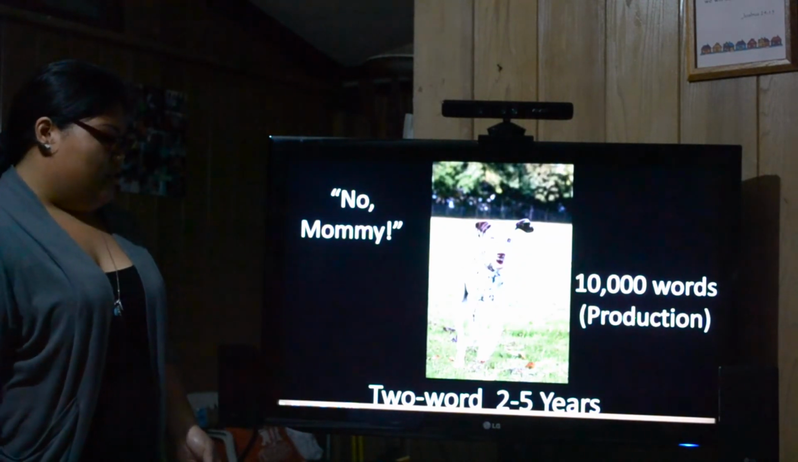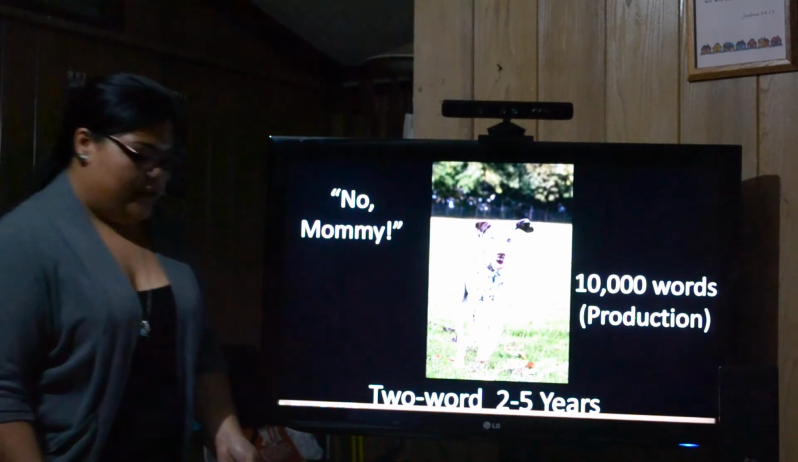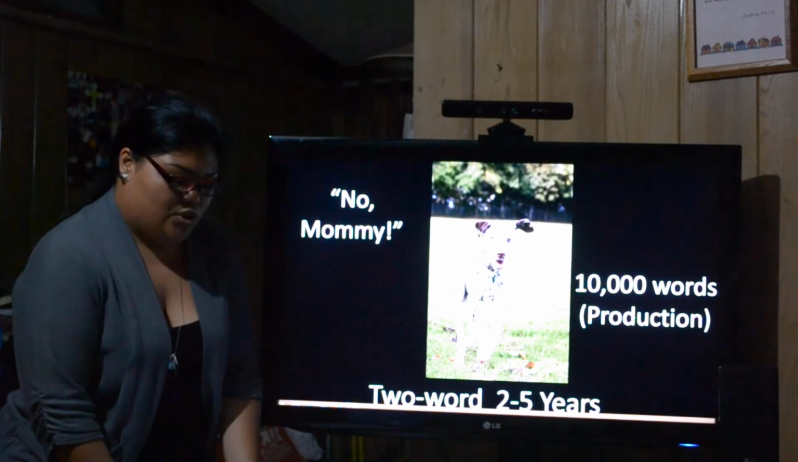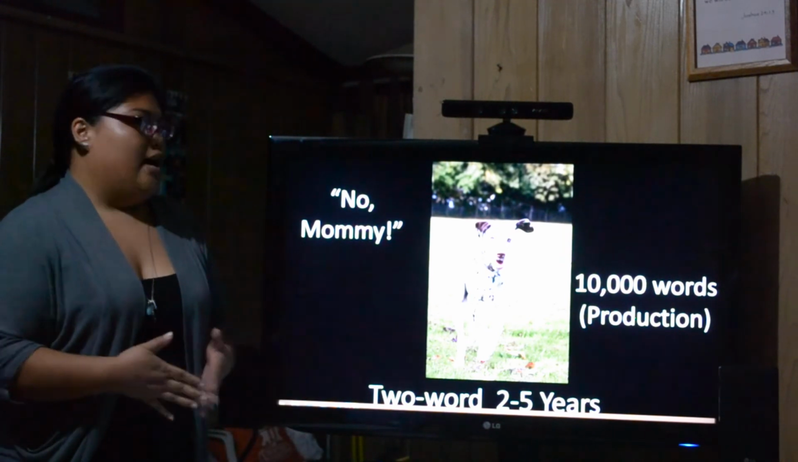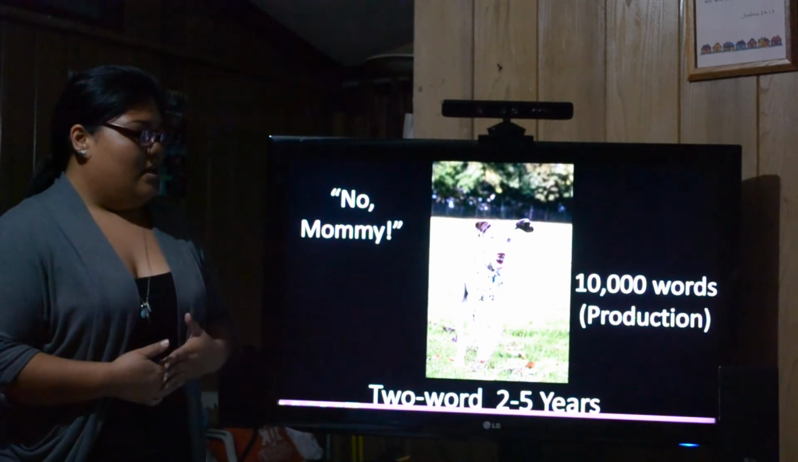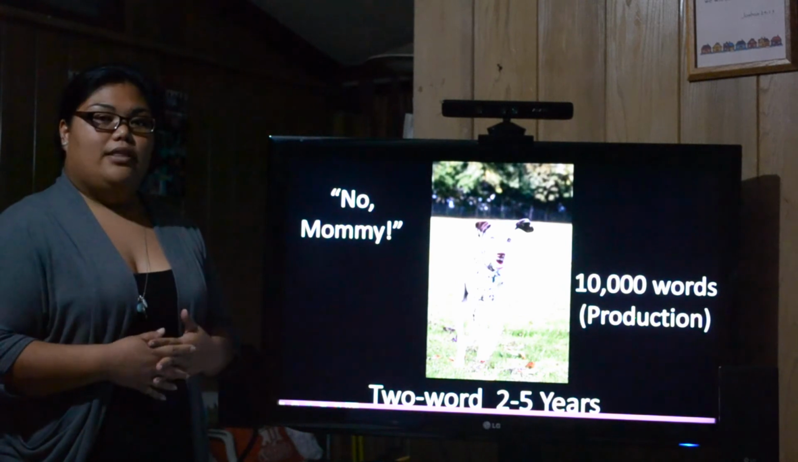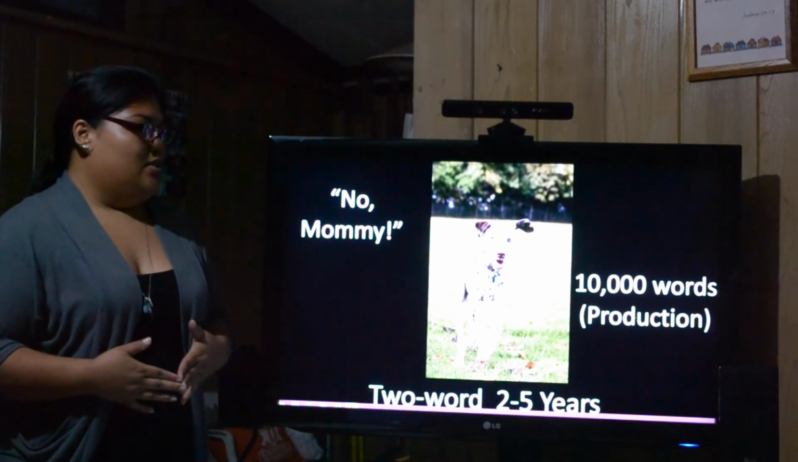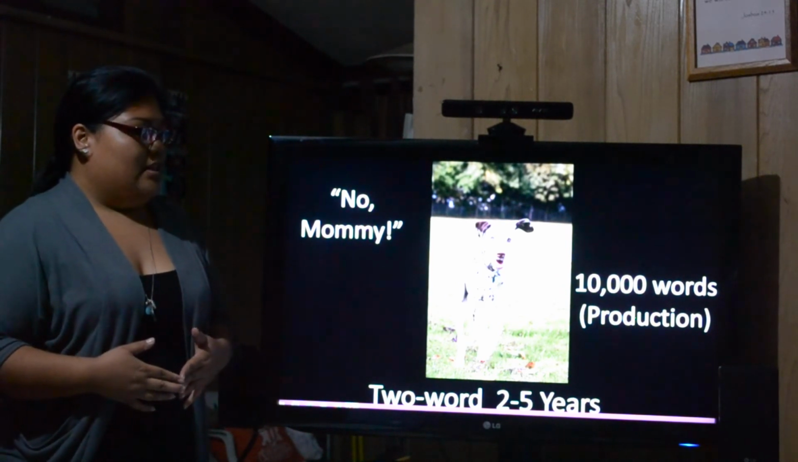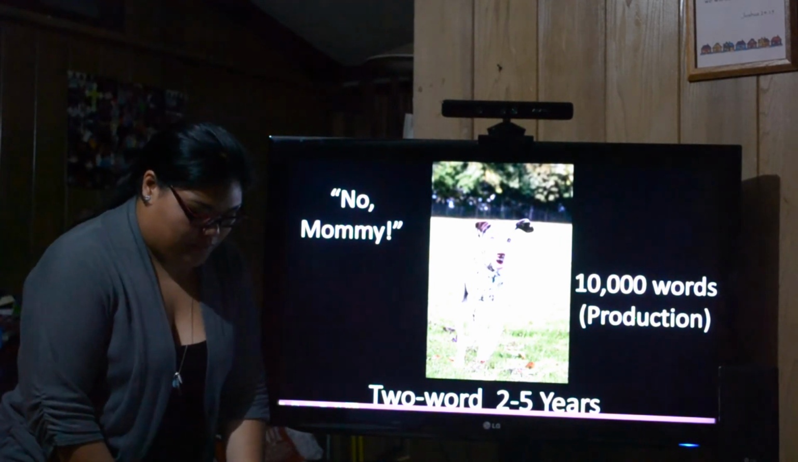During the last stage, which is the 2-word language stage, which occurs from 2 to 5 years, children start to put words together, nouns and verbs such as no mommy or doggy run. At the age of 3, they have learned about 3,000 words, and nearing the age of 5, they have accumulated up to 10,000 words, which they will take with them to school.